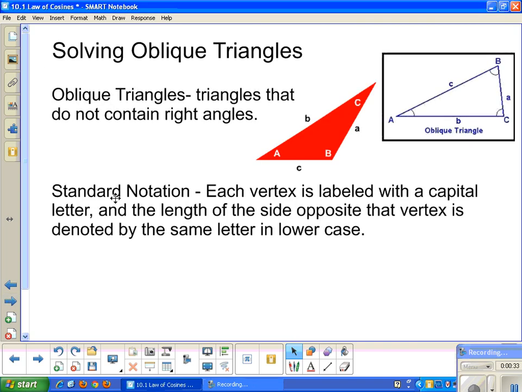So an oblique triangle, remember, is a triangle that does not contain a right angle. So here are some examples of oblique triangles. Another thing we need to talk about is our standard notation. Remember that each vertex is labeled with a capital letter, and the length of the side opposite that vertex is denoted by the same letter in lowercase. So note here that this is a capital B, so the opposite side of that would be lowercase b. If this is A, then opposite that would be lowercase a, and then the same thing for C. So remember that that's how you label your triangles.